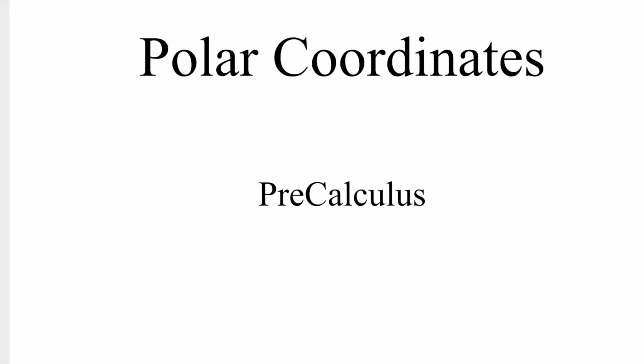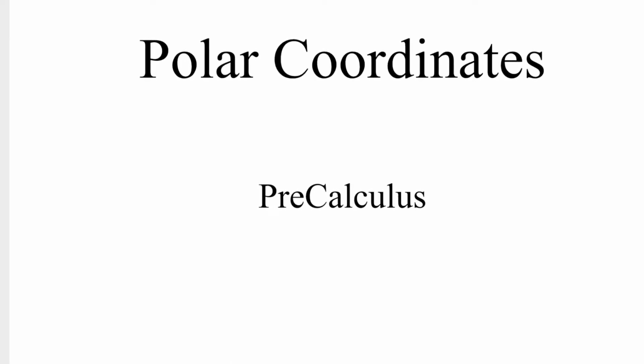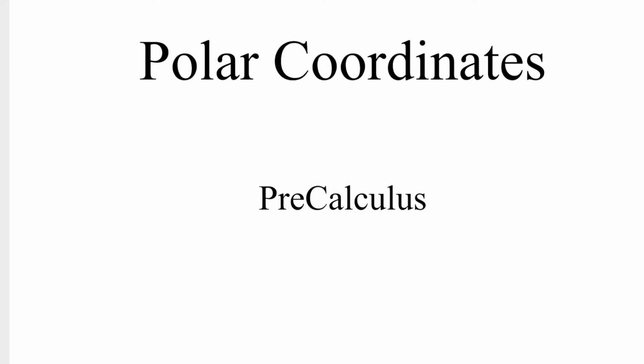Example 1. Plot the polar point 3, 5 pi divided by 6. This point will be a distance of 3 from the origin at an angle of 5 pi divided by 6. Plotting this.